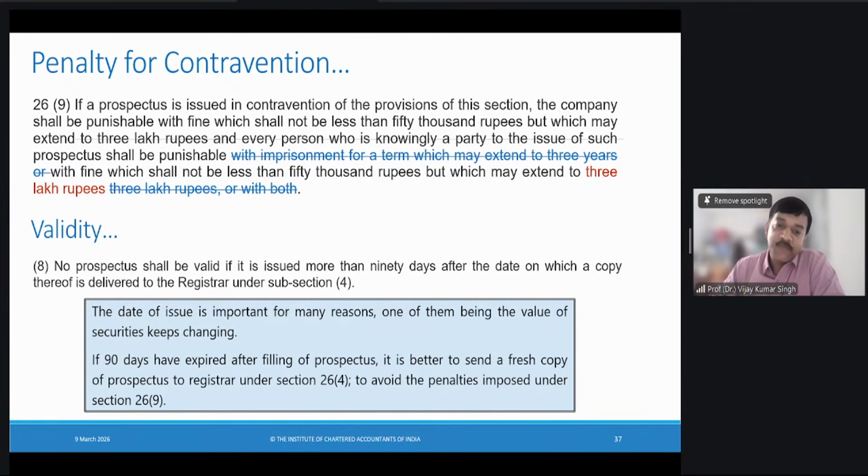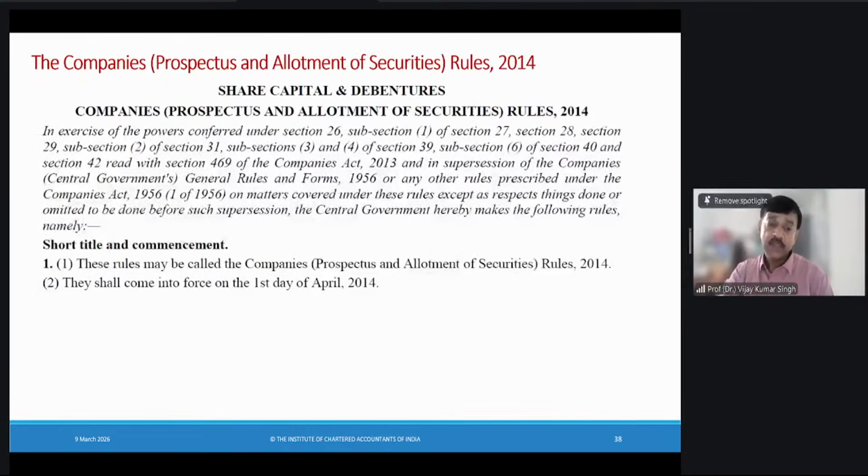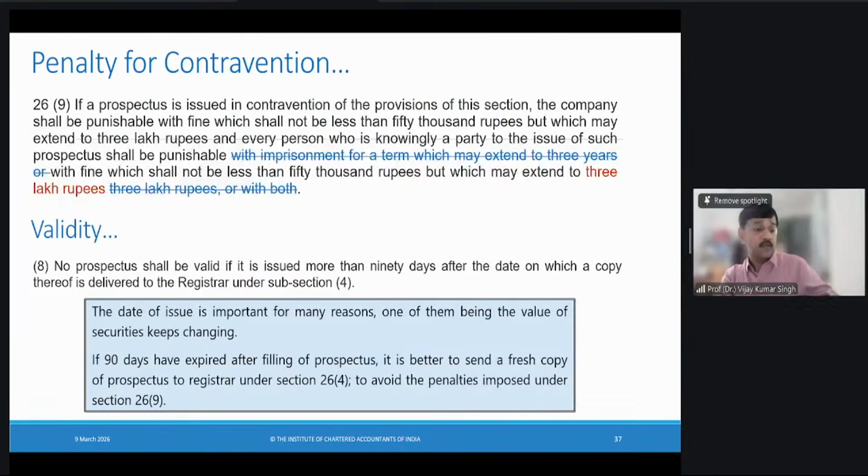So the date of issue is important for many reasons. One of them being the value of the securities keeps changing. So the 90-day period is a sufficient period. After 90 days, security prices may change. So if 90 days have expired after filing the prospectus, it is better to send a fresh copy of the prospectus to the registrar under section 26(4) to avoid the penalties which can be imposed in section 26(9), which we have just seen, 50,000 to 3 lakh rupees. So the penalty is both to the company as well as to the individual directors who are involved in the making of the prospectus. So this is what I wanted to discuss today.